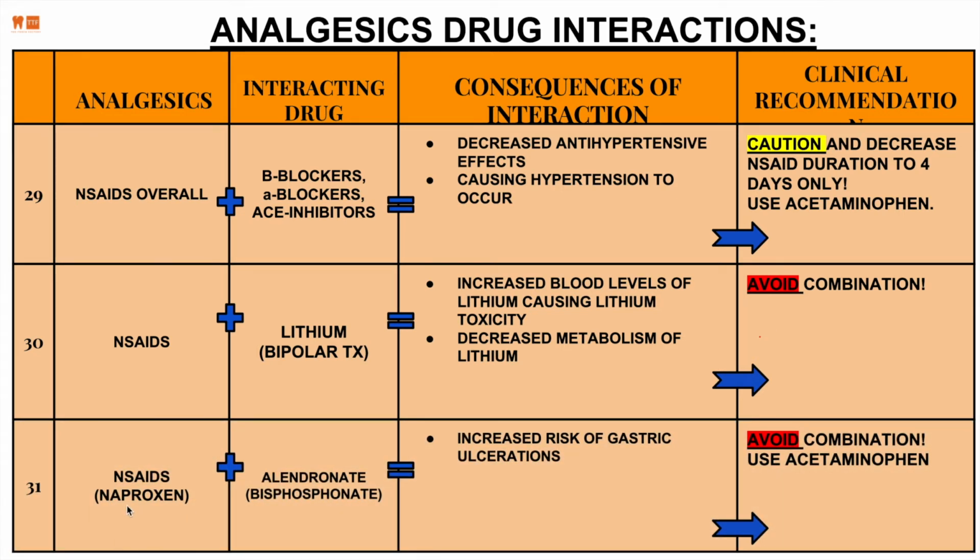NSAIDs, especially naproxen. Naproxen mixed with alendronate, which is a bisphosphonate, will lead to increased risk of gastric ulceration. Same problem. Alendronate, bisphosphonates, will suppress our own system that helps us recover. I apologize, it will prevent us from recovering from our injuries. And NSAIDs will add to that because they will block prostaglandin. Now, a fun fact about naproxen. When there are cardiovascular issues like this up here, antihypertensives, naproxen is actually a safe NSAID to use. So just a little side point there. And we avoid this combination with naproxen and alendronate. We use acetaminophen instead. Okay.